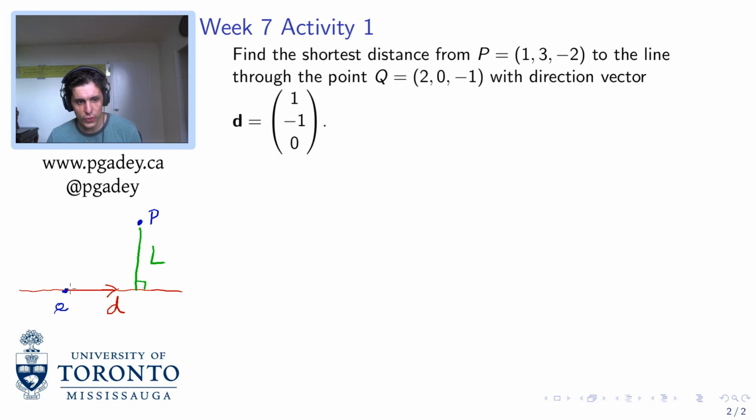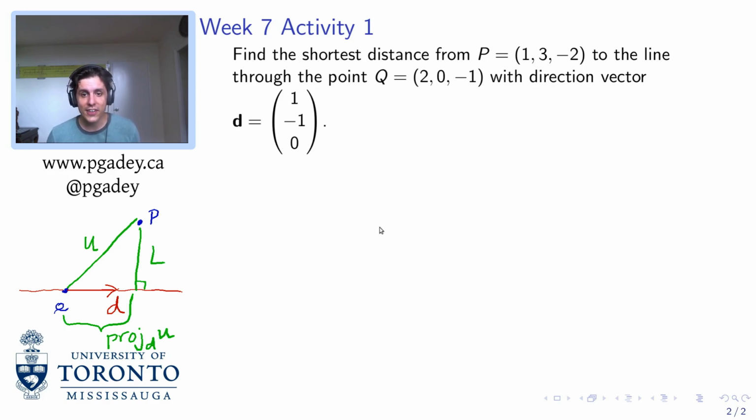Let's call that U. And then this distance here will represent the projection onto D of the vector U. We know the points P and Q, so we know the vector U. We know the vector D, so we know the projection of U onto D, and from there, it's a simple matter of calculation to work out the length we're looking for.